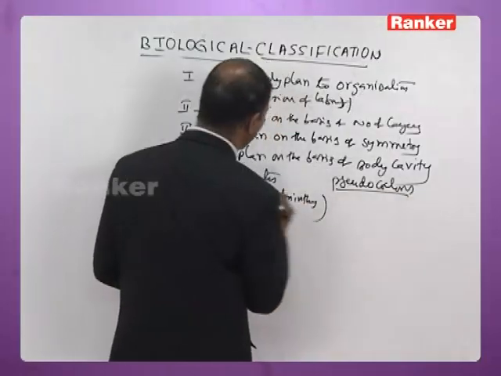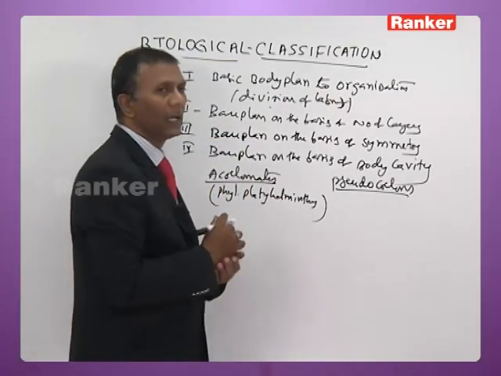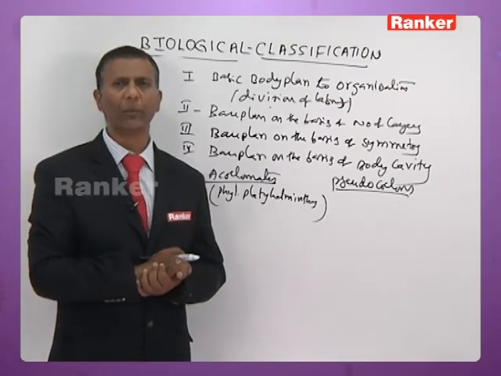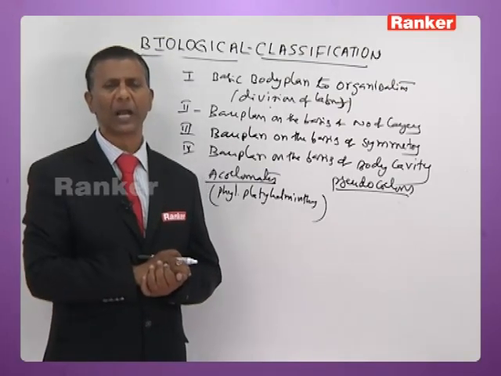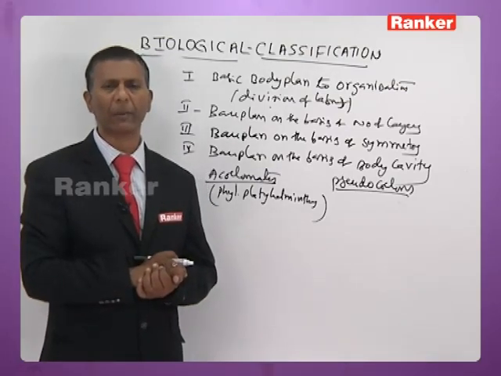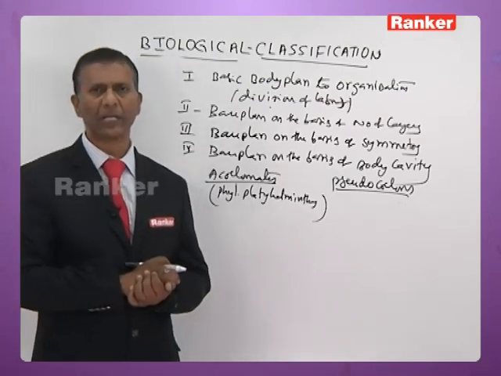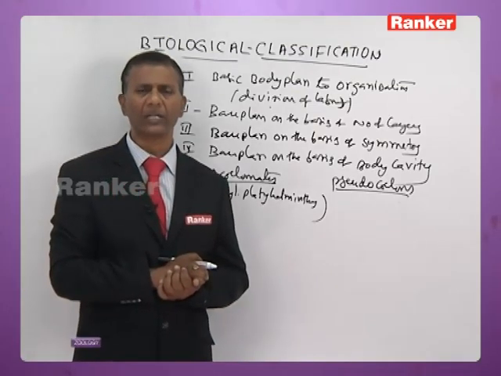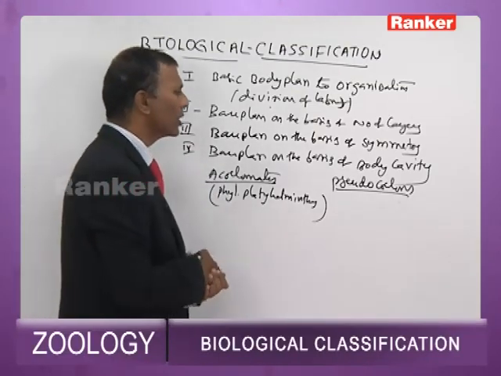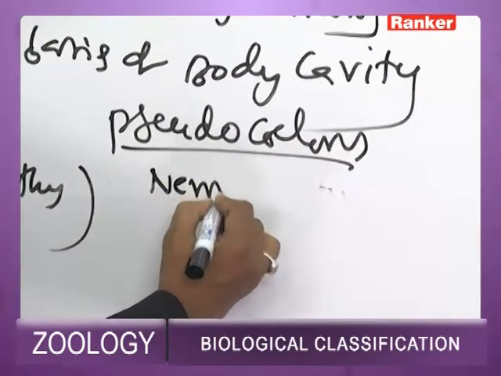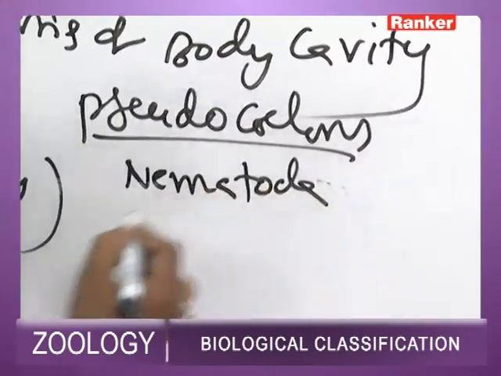Then next you have pseudocoelom. In pseudocoelomates the remnant of blastocoel acts as coelom. The entire blastocoel is not completely replaced, only a part of the blastocoel gets replaced, and the leftover part of the blastocoel, which is still remnant, is referred to as pseudocoelom. Pseudocoelom is noticed in the major phylum called Nematoda.